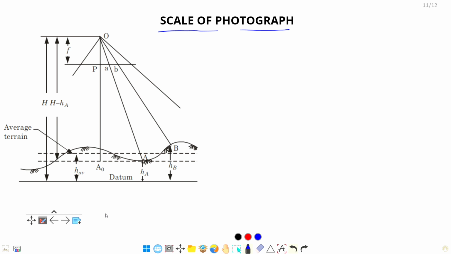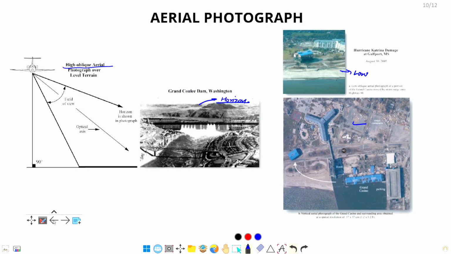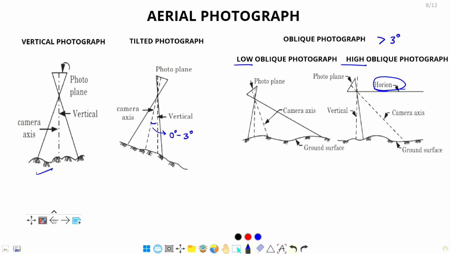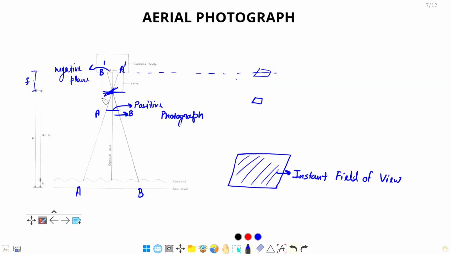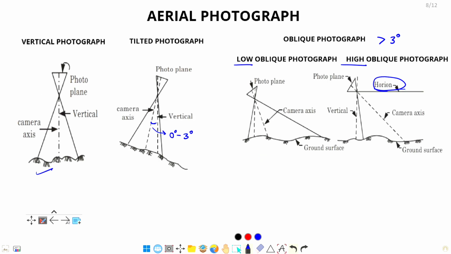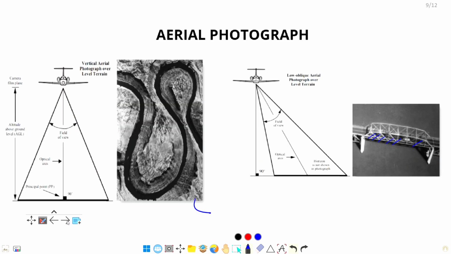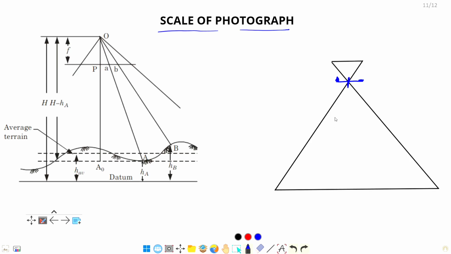Here we have already seen the positive plane and negative plane of photograph. The positive plane is nothing but the same triangle we have created here, and the dimensions are the same. So let's try to understand by making a figure, and then we will start scale of photograph. So see this figure.